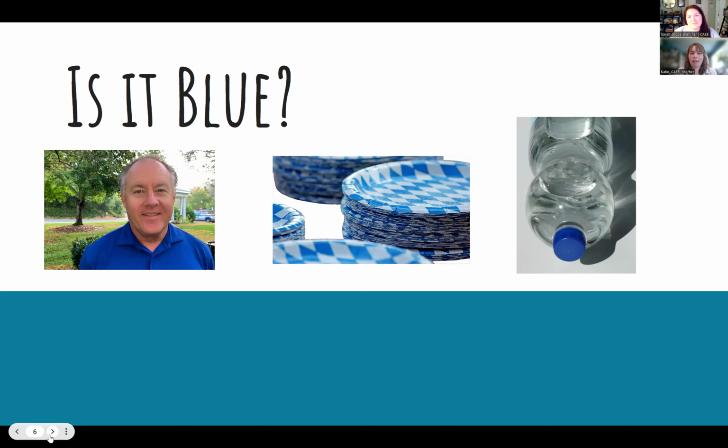It's mostly there. And then you look at the water bottle and you see it's got a blue cap. The cap is very blue, but the water bottle itself isn't blue. A lot of the evidence might look like that. You might see something and you go, well, I see it. It's there. It's just not all the way there.